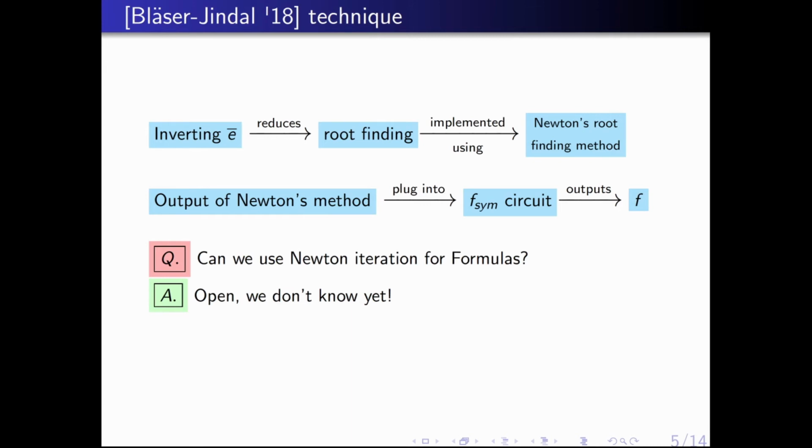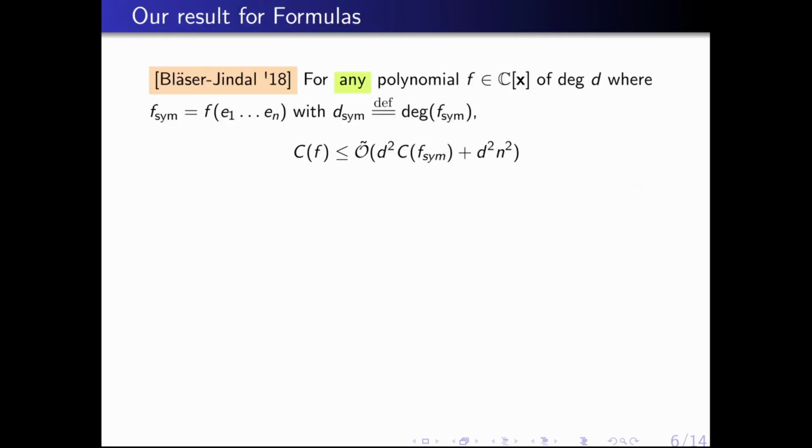This is what Blaser-Jindal proved. Blaser-Jindal proved that for any polynomial f of degree d, the circuit complexity of f is upper bounded by circuit complexity of f sim with some additive and multiplicative factors.